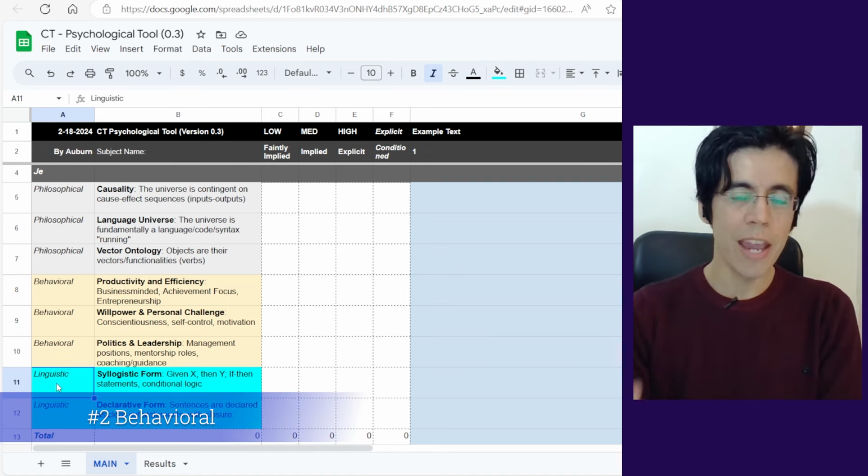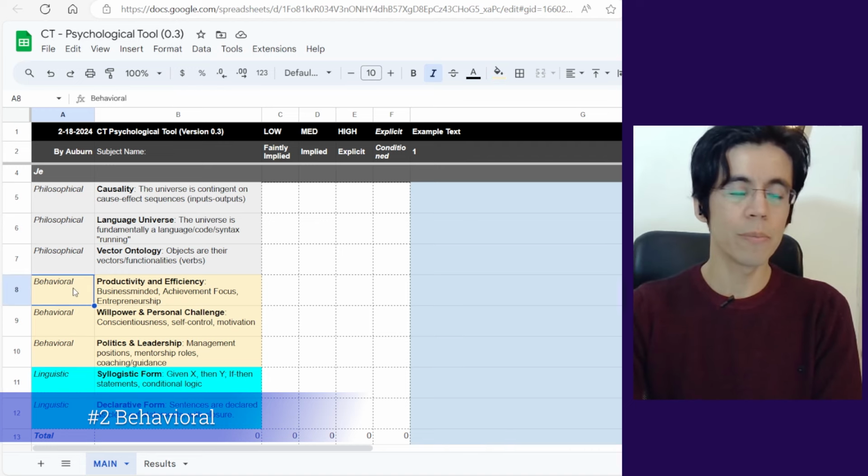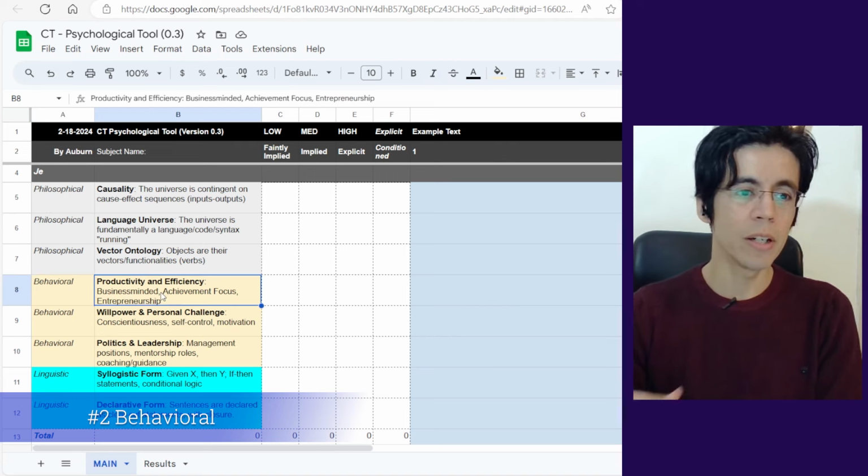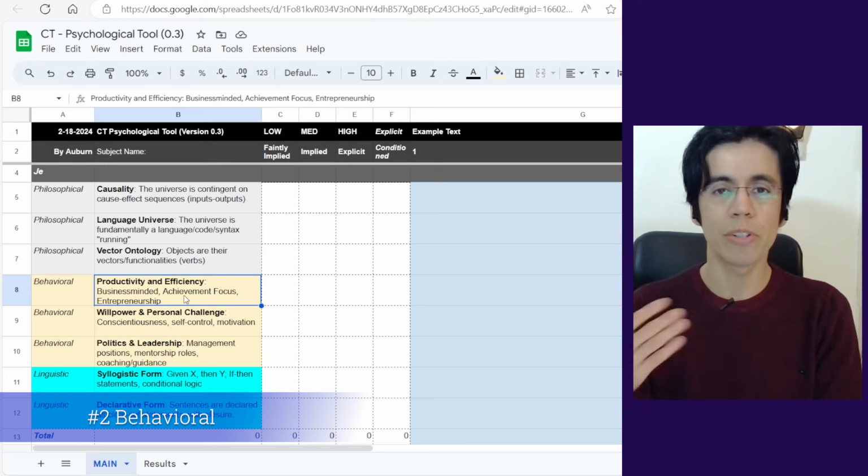Secondly, we use behavioral motifs. So these are the motifs and the shades that we've been discussing so far in these series, such as, for example, here at JE, the motif of productivity, business-mindedness, achievement focus, entrepreneurship.